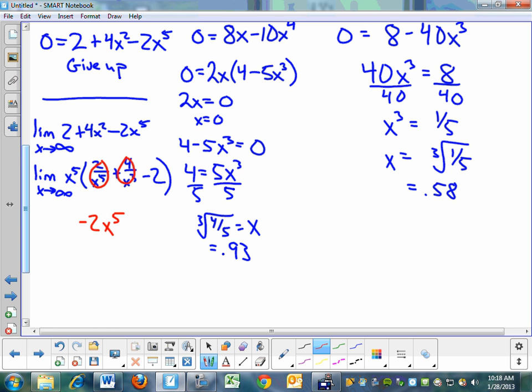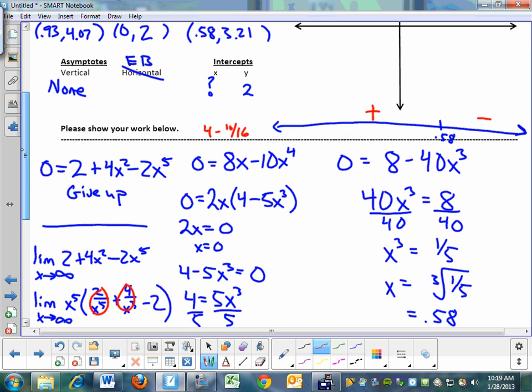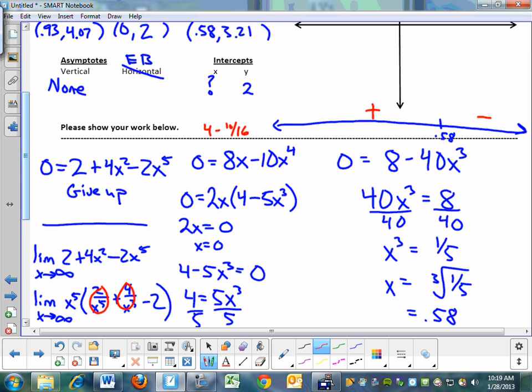So let's think about that. As you approach infinity, if you plug a very, very large number into this, what are you going to get out? A very large negative number. So, as far as the end behavior, you could say as x goes to infinity, y goes to negative infinity. What if we allowed x to go to negative infinity? What would y go to? It goes to positive infinity.